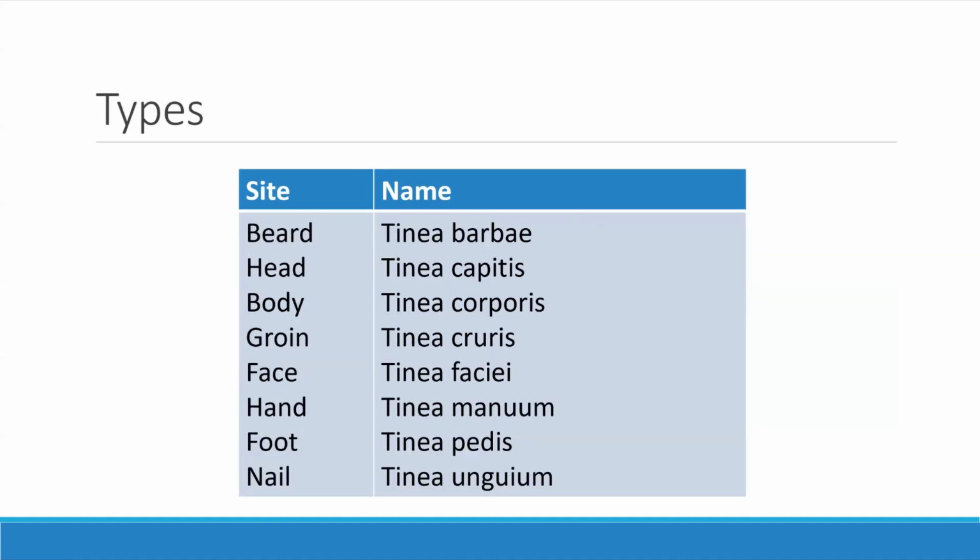The names of dermatophytosis are based on the site. For example, beard, Tinea barbae; head, Tinea capitis; body, Tinea corporis; groin, Tinea cruris; face, Tinea faciei; hand, Tinea manum; foot, Tinea pedis; and nail, Tinea unguium.